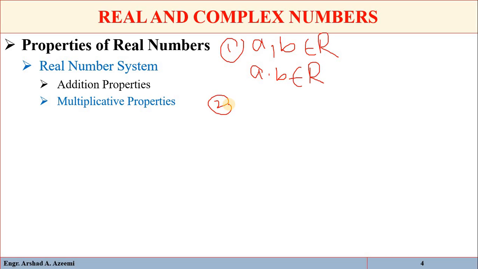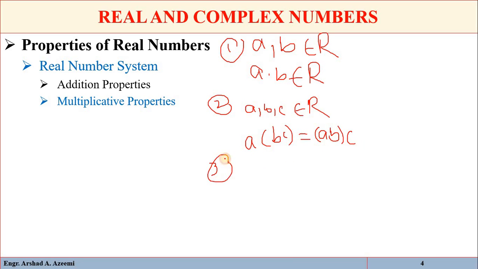Then we have the associative property with respect to multiplication. If we have three numbers a, b and c which belong to real numbers, and b is multiplied by c and then a is multiplied with it, it will be equal to a multiplied with b and then multiplied by c. This is called the associative property with respect to multiplication.